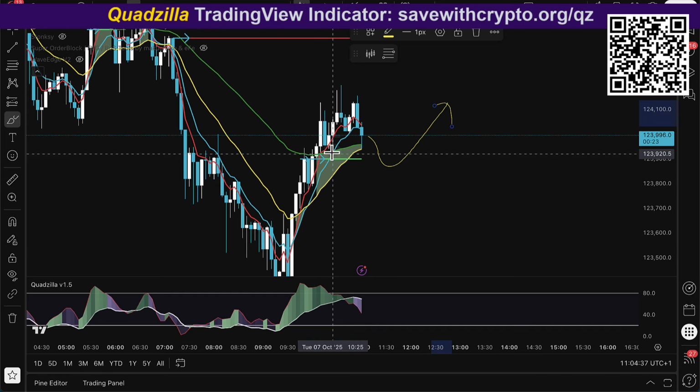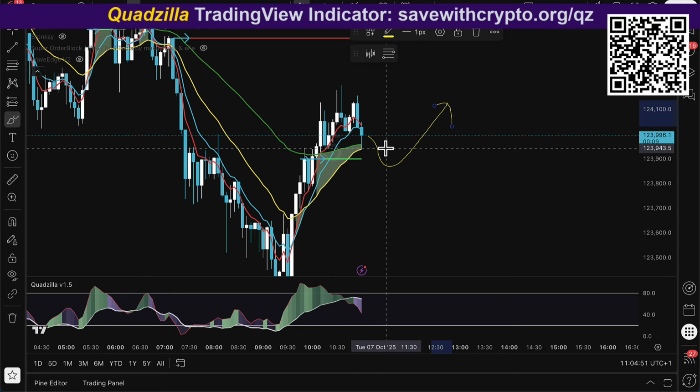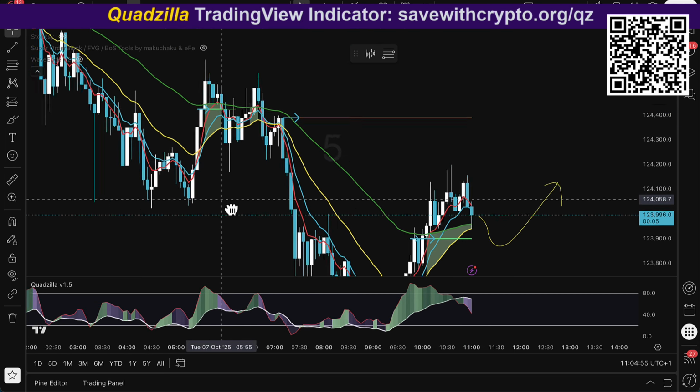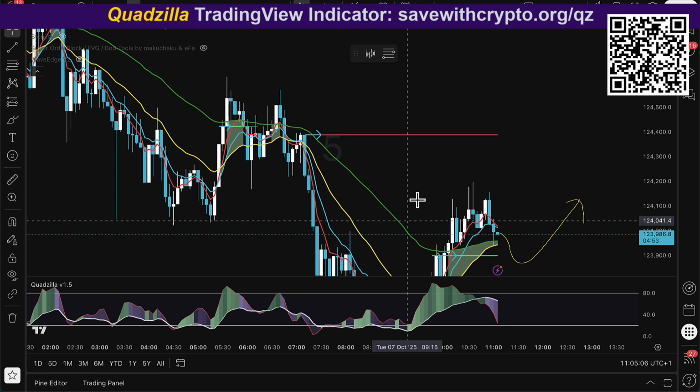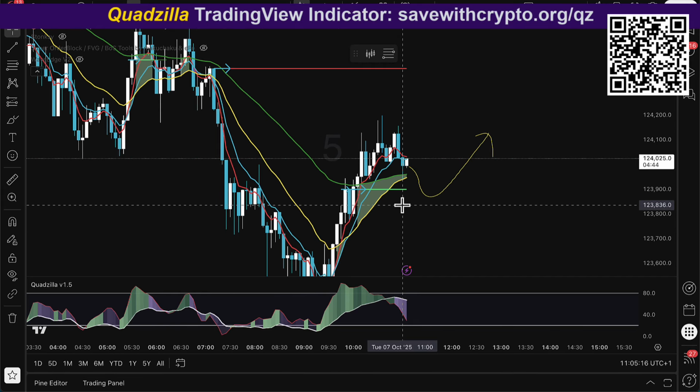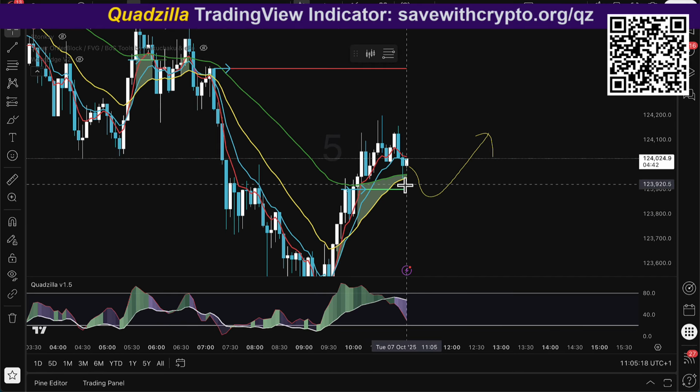And Quadzilla puts in this shading here when they're approaching each other at a certain rate that is likely to cause them to cross. Now if they do cross, that is normally a very bullish thing, but they don't always. For example, if we look back in the past, you can see here, they just didn't seem to want to cross at all. And indeed they didn't. And the price came down. So I'm kind of hoping that in the course of me making this video, we will actually see those cross bullish and the price go back up.